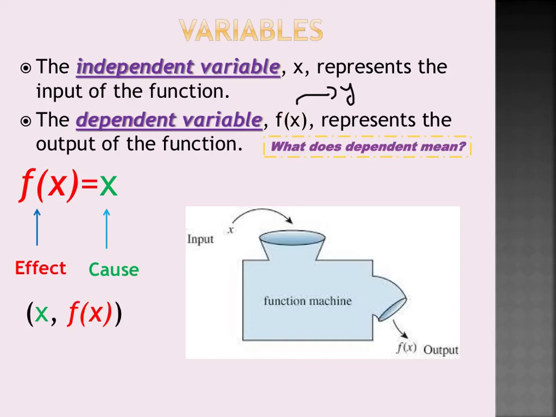Now why is f of x our dependent variable? It's because it depends on x. So we have to plug in x, do our function rule, and then get out a y or an f of x value. So what we get for f of x depends on what x we plug in. So we always have a cause and effect. Our x, our independent variable, is our cause, and our effect is our y or our f of x coordinate.